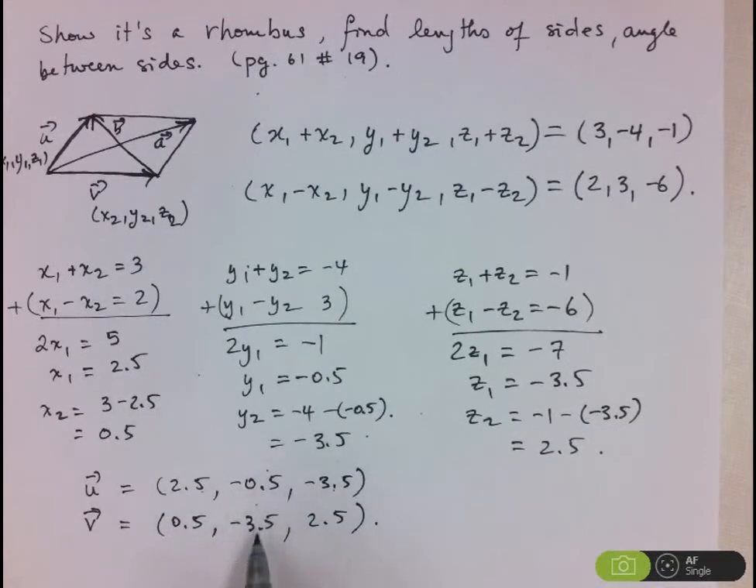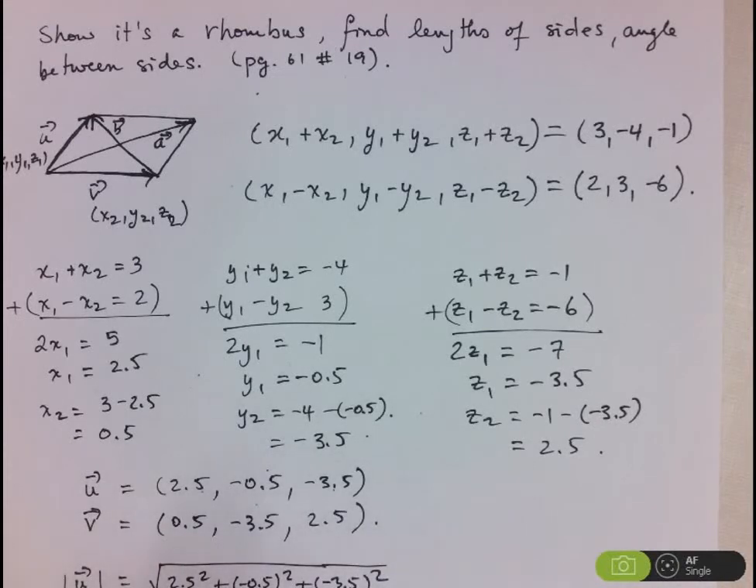And just looking at that quickly, I think we can see that the magnitude of u is going to be 2.5 squared, plus negative 0.5 squared plus negative 3.5 squared. Okay, and the magnitude of vector v is going to be, what do we have? 0.5 squared plus negative 3.5 squared plus 2.5 squared. And without calculating it, we can see that these two magnitudes are equal.